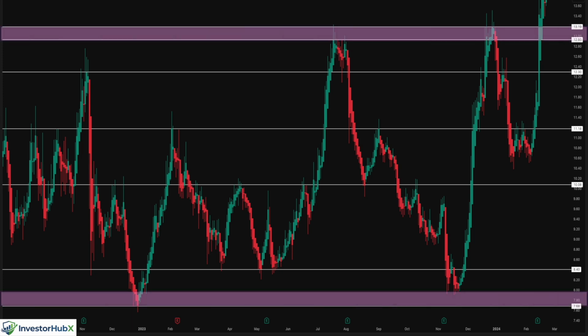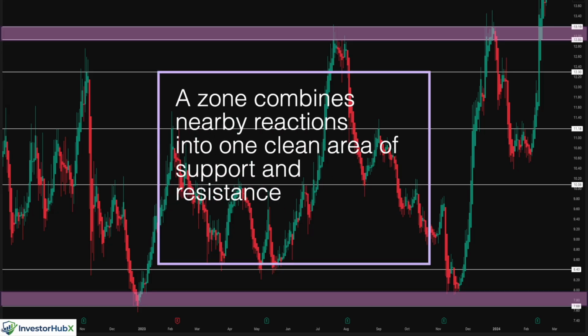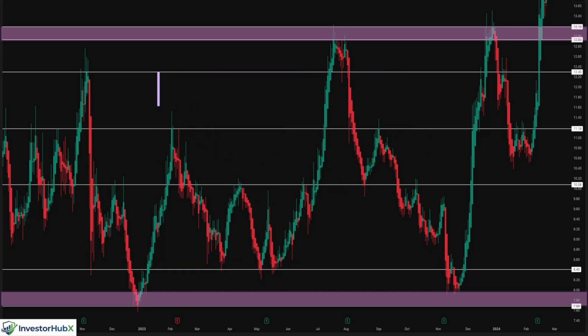This is where drawing a zone makes more sense. A zone simply combines those nearby reactions into one clean area of support or resistance. The important thing to understand is this. The market does not see lines, it sees areas. So whenever you find yourself drawing multiple lines close together, that's your signal to stop and draw a zone instead.